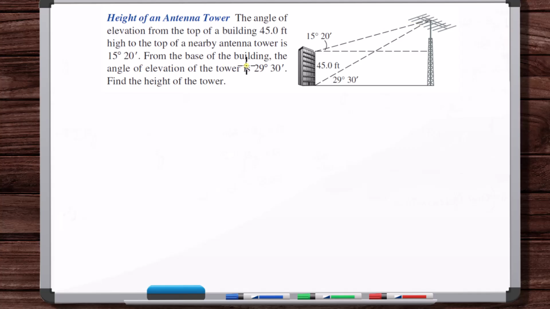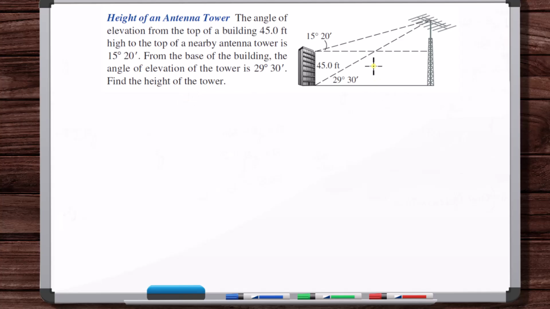From the base of the building, the angle of elevation to the tower is 29 degrees 30 minutes. So they brought that angle measuring device down here as well, and they got this angle, but they also knew the height of the building, right? So now find the height of the tower.